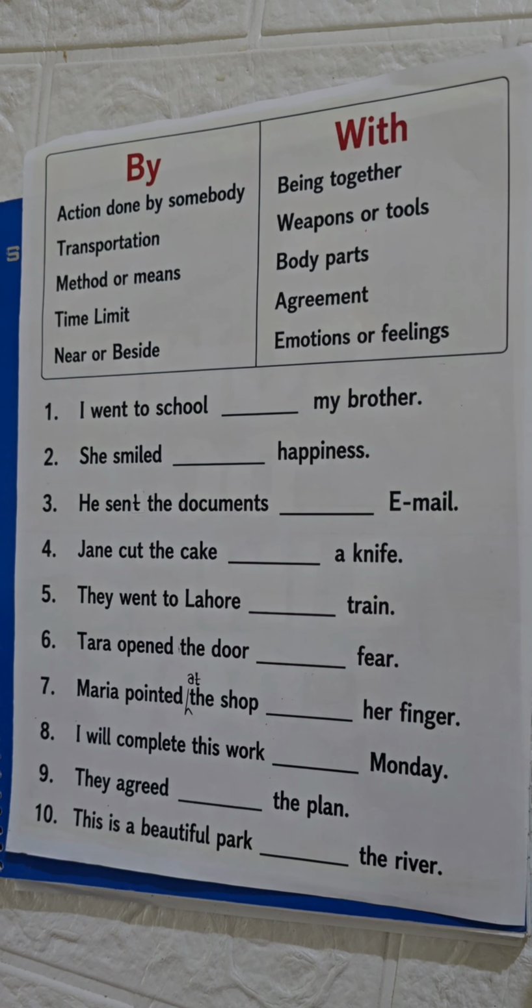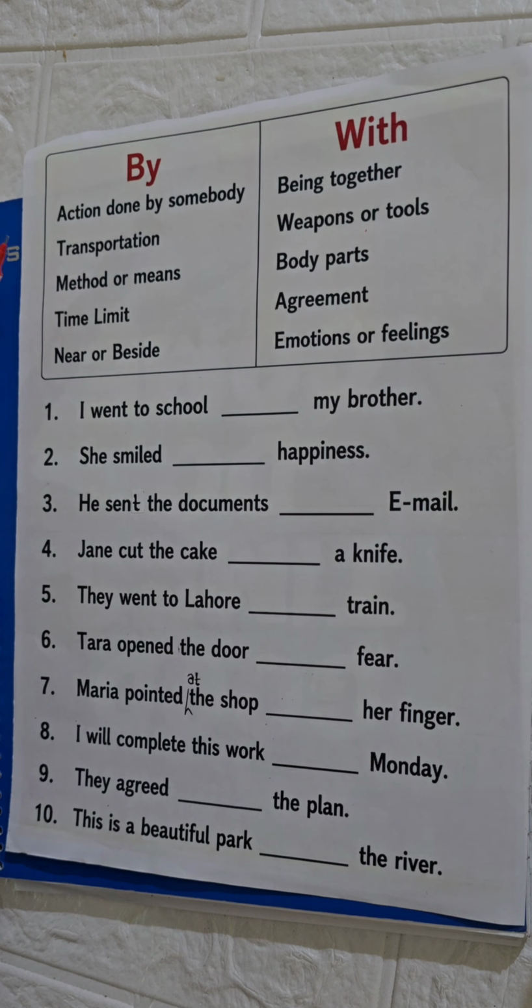Today our topic is by and with. By means action. We use by in five common ways: action done by somebody, transportation, method or means, time limit, near or beside. Now look at number one, action done by somebody.